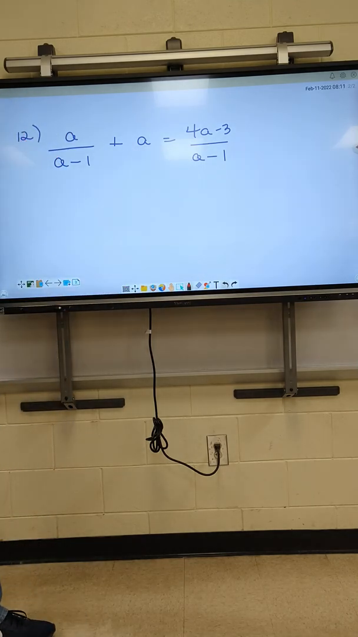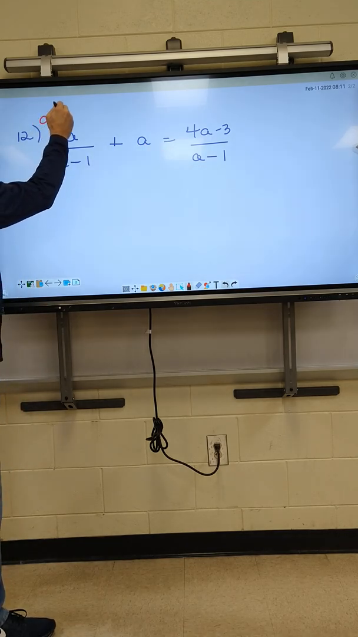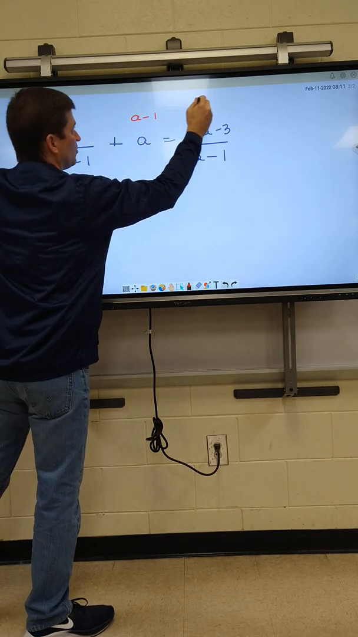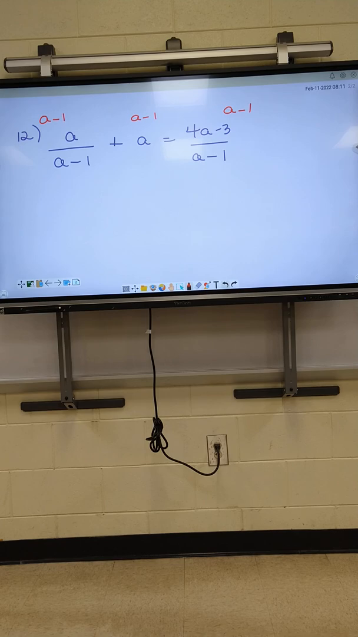When you're finding a common denominator, it's everything that's on the bottom, use everything one time. So look, it doesn't matter that a minus 1 is used twice on the bottom. When you put it in your common denominator, you're just going to use it one time. A minus 1, a minus 1, and a minus 1. So look at the bottom. Everything that's on the bottom, use it one time.